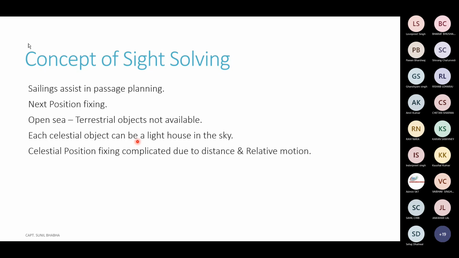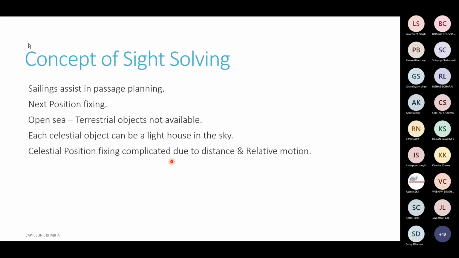Terrestrial position fixing is very quick and easy. If you observe a lighthouse, you take a bearing of that lighthouse, plot that bearing on your chart, and you have the PL. It is not so easy with the celestial objects. Celestial position fixing is complicated. Now, why is it so? Why is it complicated? It is basically due to two reasons.